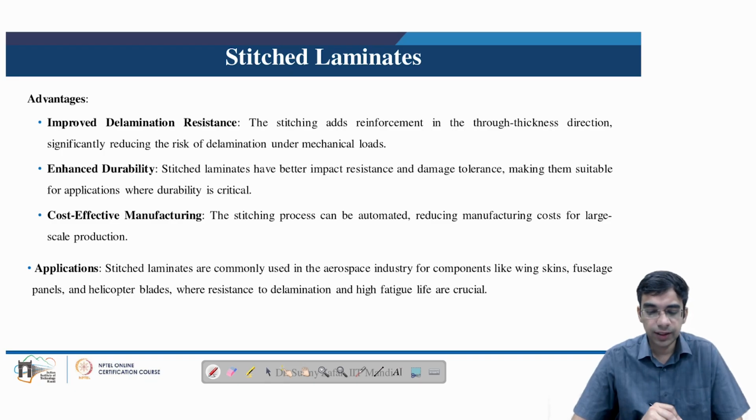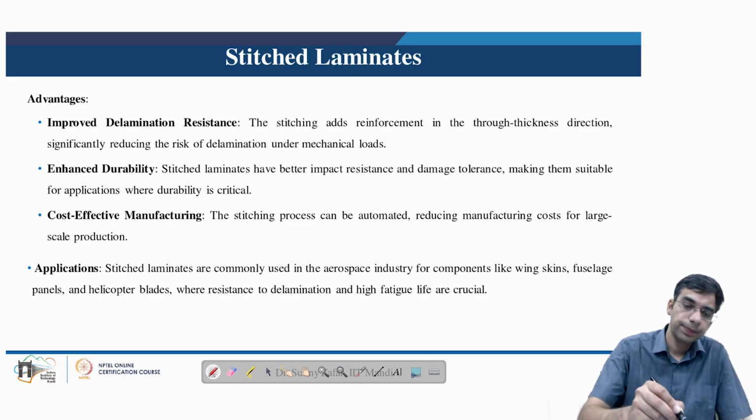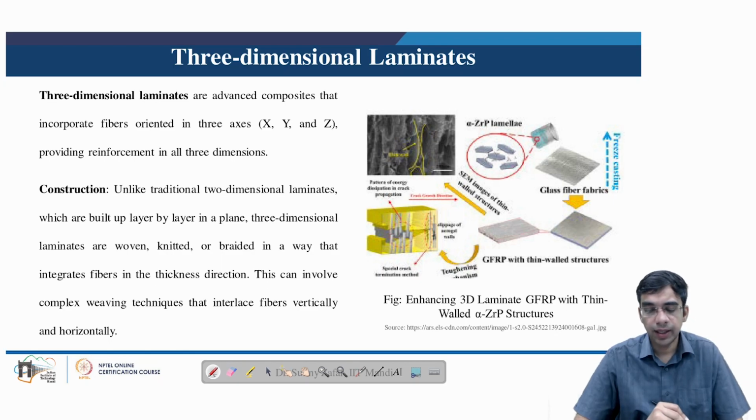They also result in cost-effective manufacturing, as this stitching exercise can be automated, and this can reduce the manufacturing cost for large-scale production of stitched laminates. Stitched laminates are also popular in the wind turbine industry and aerospace industry, to make large structures like wings, wing skins, fuselage, and blades, where resistance to delamination and high fatigue life is crucial. Next are the three-dimensional laminates.